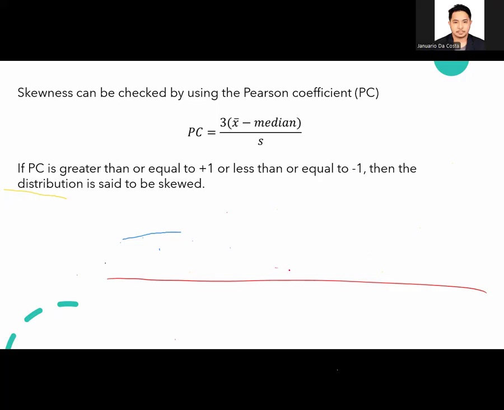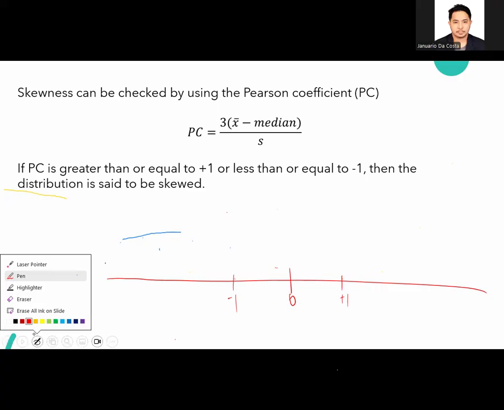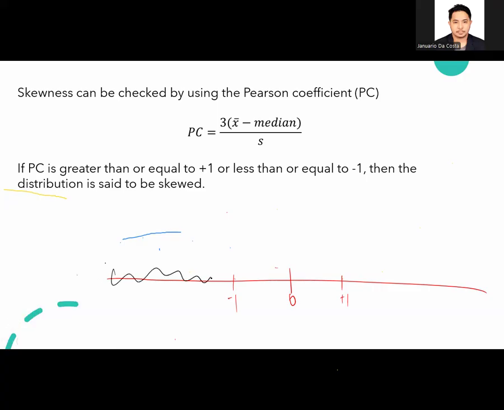Okay, this is your 0 line over here. And this is your +1, and this is your -1. If Pearson's correlation goes beyond this, that means that it is skewed. The only value that is not skewed is in this region.